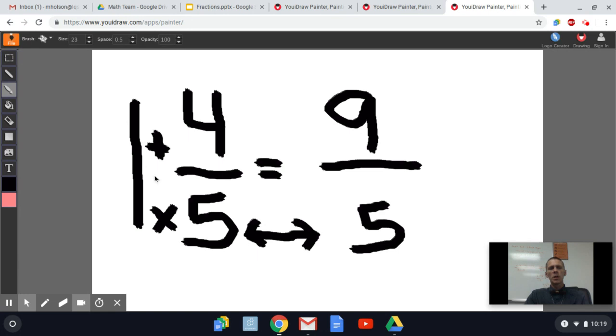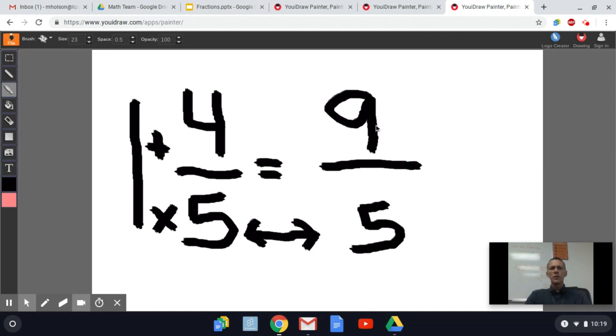Now, here's our 1 and 4 fifths. What we need to do is change that over into an improper fraction. Now, the first thing I want you guys to notice is my little arrow at the bottom. When you convert your mixed number into an improper fraction, your denominator, your bottom number, stays the same.